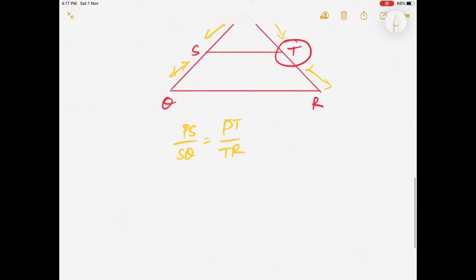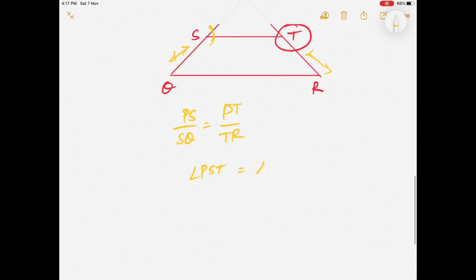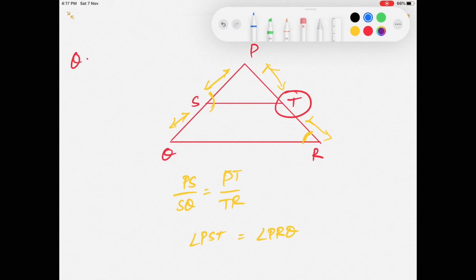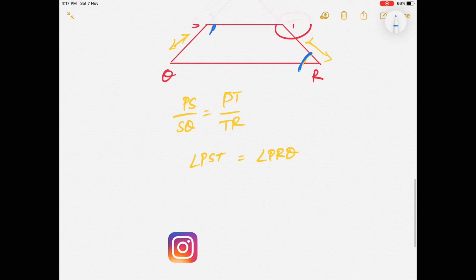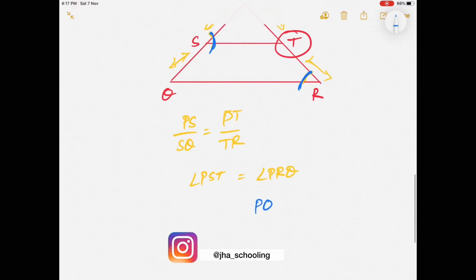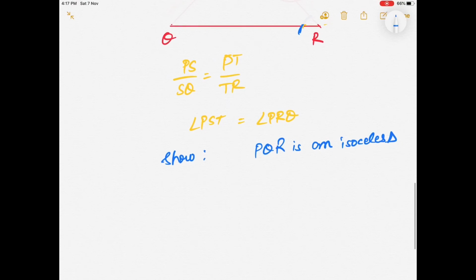That is our theorem 6.1. Now angle PST is equal to angle PRQ. It means this angle PST is equal to this angle PRQ. Now the question is saying prove that PQR is an isosceles triangle. We have to show this.